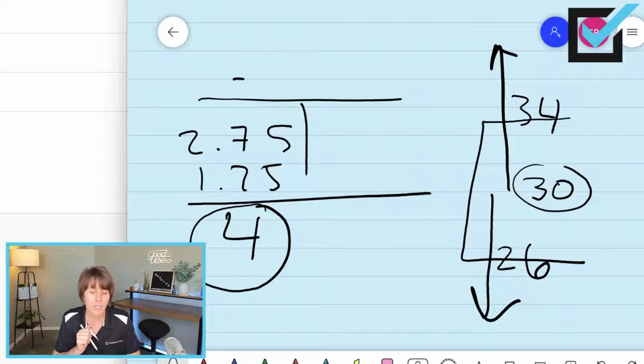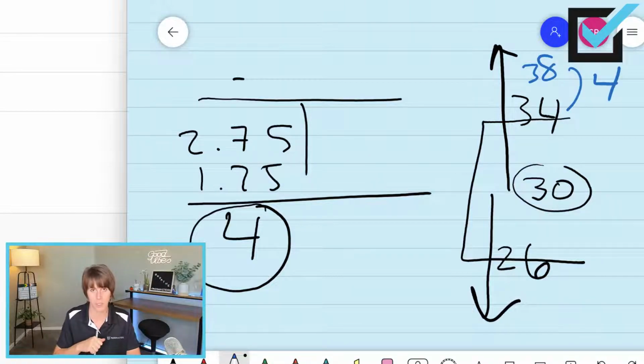So if the RET stock price moves to 38 at expiration, well, 38 is where? Outside or inside the box? It's outside the box by how much? By 4 times 100 shares, a $400 profit.